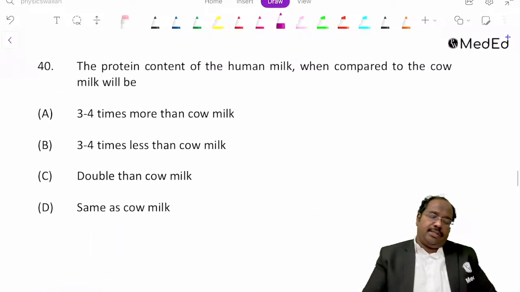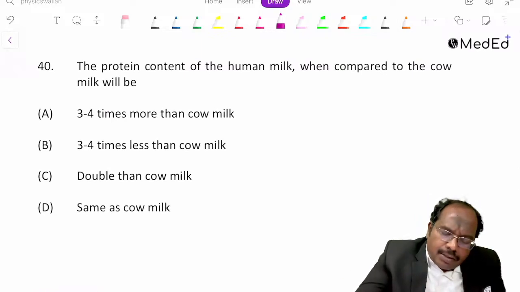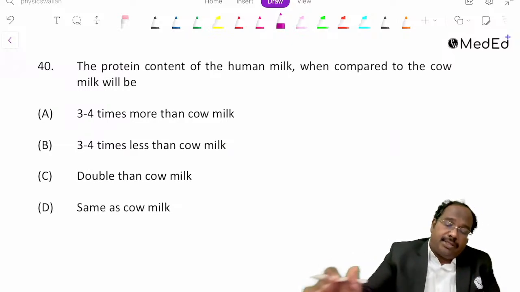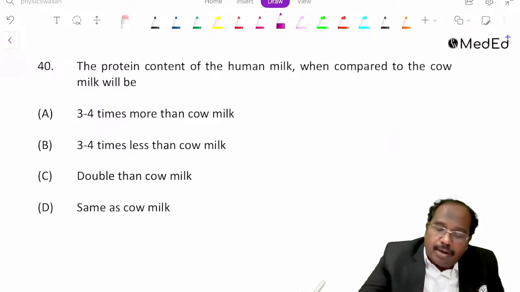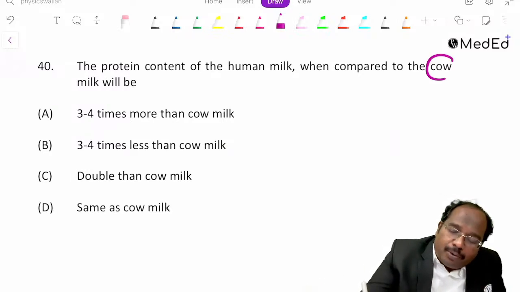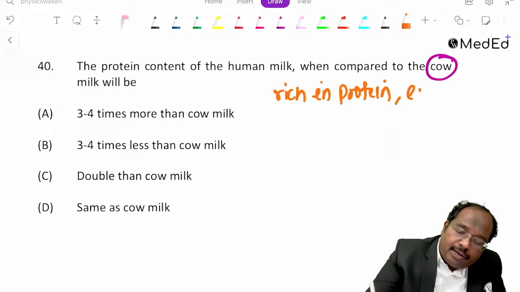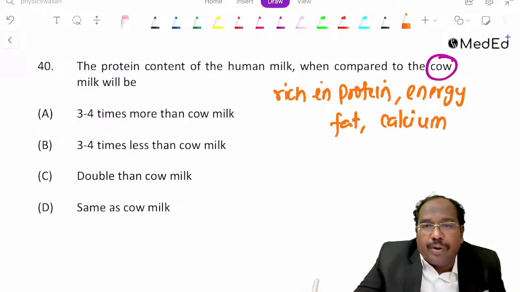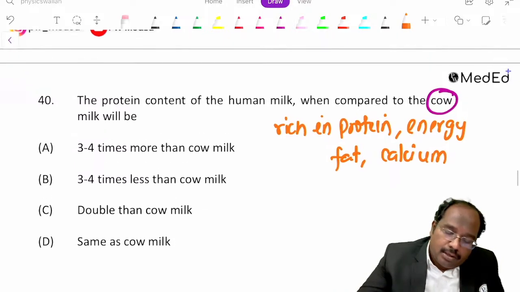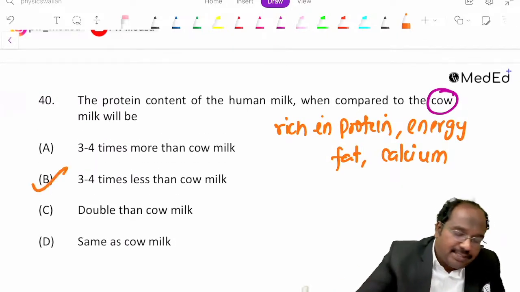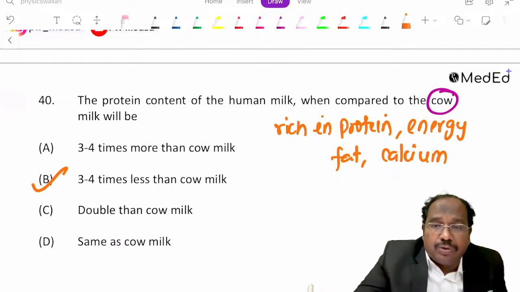Next question. This is a past question only. The protein content of human milk when compared to cow's milk will be. In which one is there more protein? Cow's milk is rich in protein, energy, fat, calcium. All are more in cow's milk. So the answer for this question is that human milk protein content is 3 to 4 times less than cow's milk.